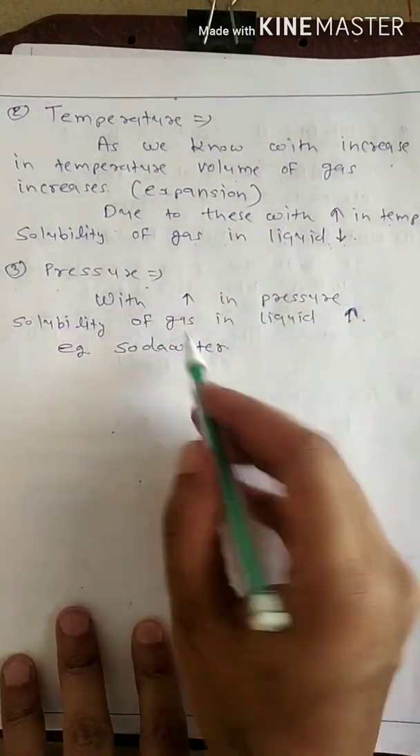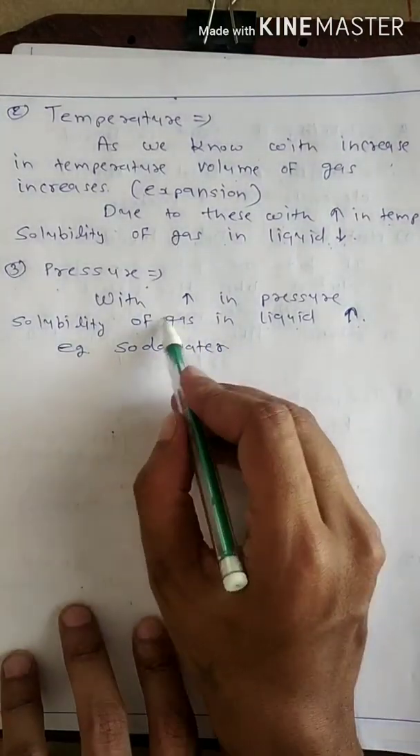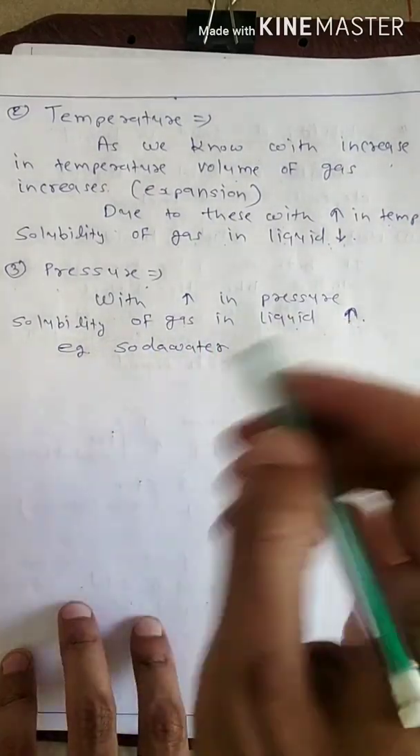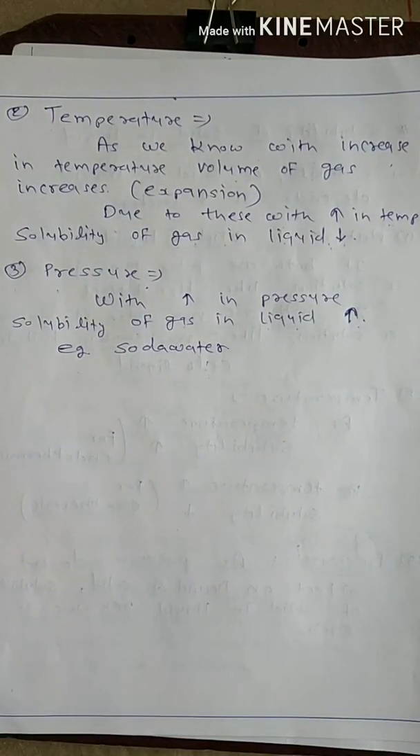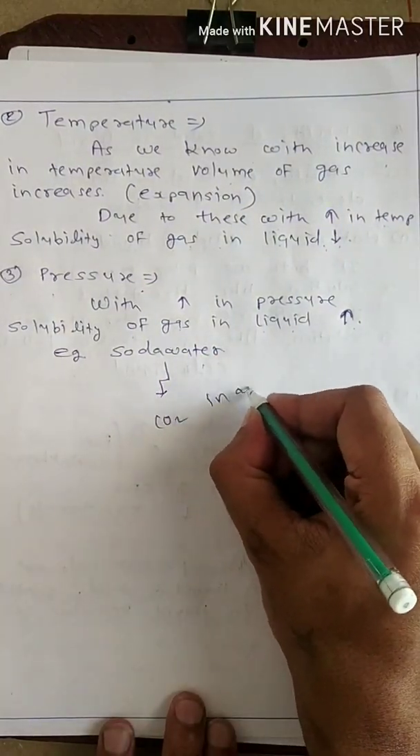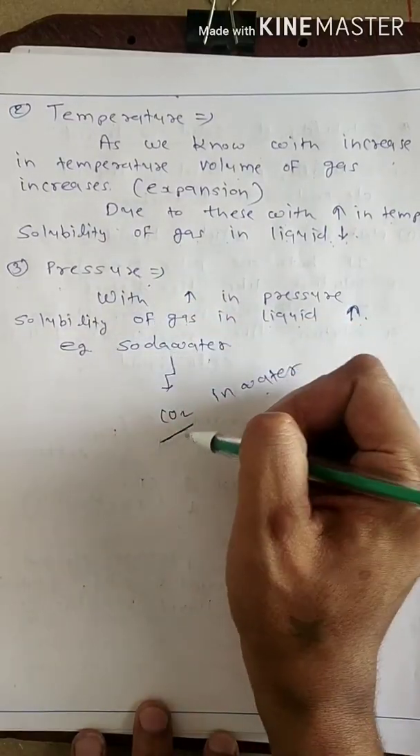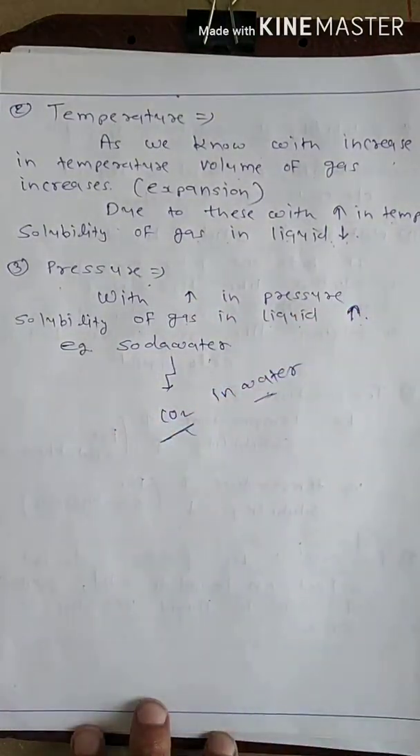Now, third factor. With increase in pressure, solubility of gas in liquid increases. Pressure increases, solubility increases. Example is soda water. As we know, the cold drinks and soda that are nothing but highly pressurized gas in water. Okay, so the pressure they apply, that is due to they want to increase the solubility of gas. Soda water is already we know carbon dioxide in water. So to increase the solubility of this carbon dioxide in water, they pressurize the carbon dioxide on the surface of water. Okay.